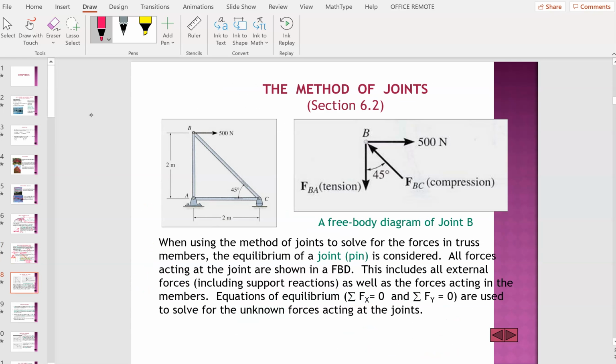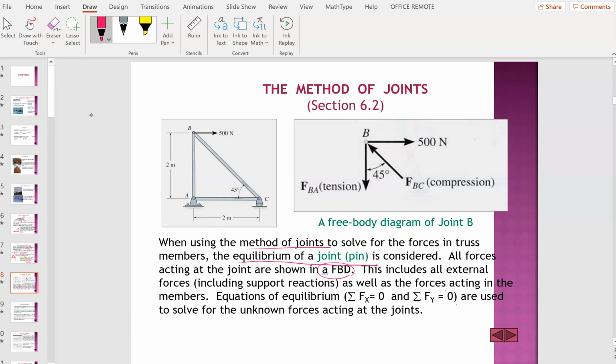Okay, next, the method of joints. When using the method of joints to solve the forces in a truss, the equilibrium of the joint is considered. All forces acting on the joint are shown in the free body diagram. So this includes all external forces as well as the forces acting in the members. Equations of equilibrium, Fx equals 0 and Fy equals 0, are used to solve the unknown forces.